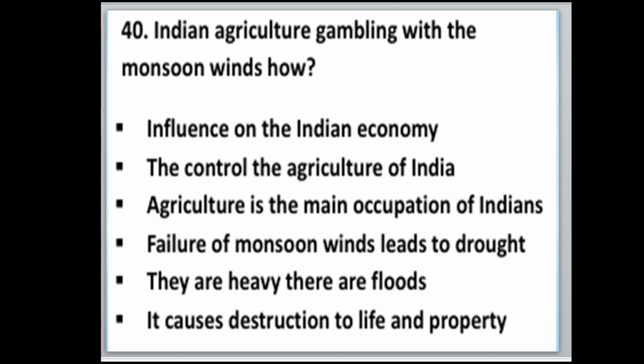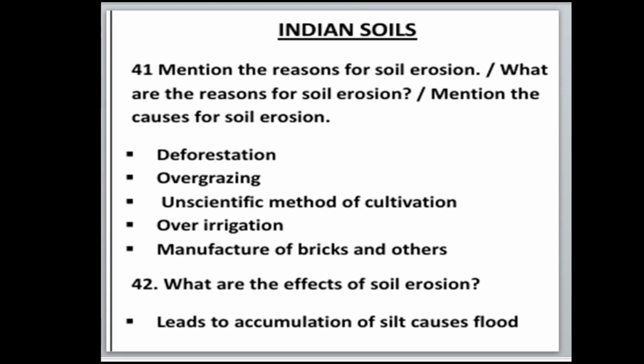Agriculture is the main occupation of Indians. Failure of monsoon winds leads to drought, and if they are very heavy, then there is a flood. So it causes destruction to life and property. Because of this, we call it: Indian agriculture is a gamble with the monsoon winds. Now move to the Indian soils.